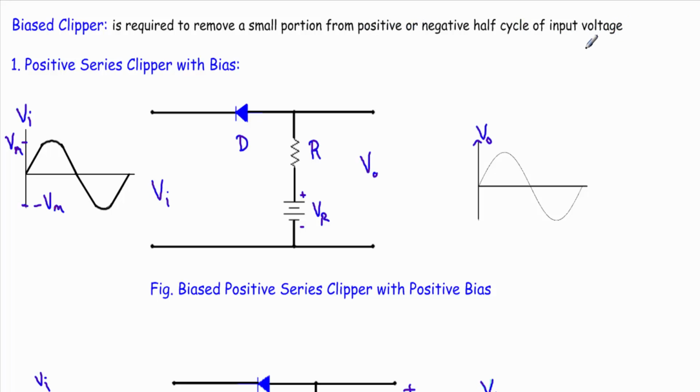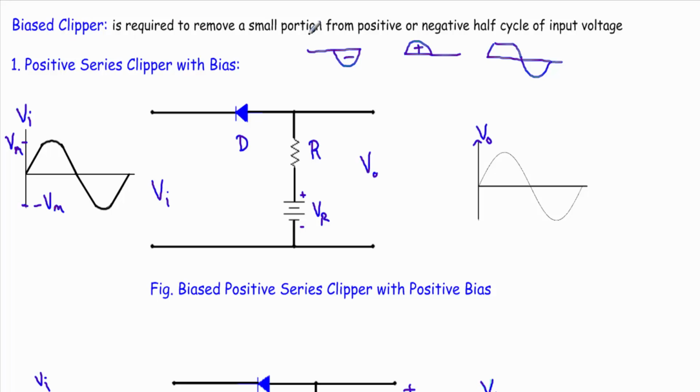applied input voltage. During the analysis of positive clipper circuit, I have shown you that in the positive clipper circuit, it will remove the positive half cycle of the applied input voltage and gives only the negative half cycle in the output side, and in the negative clipper circuit it will remove the negative half cycle and gives only the positive half cycle in the output.